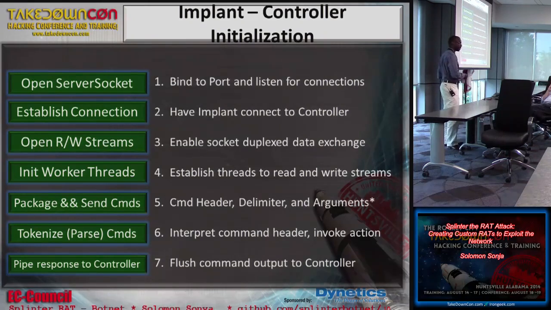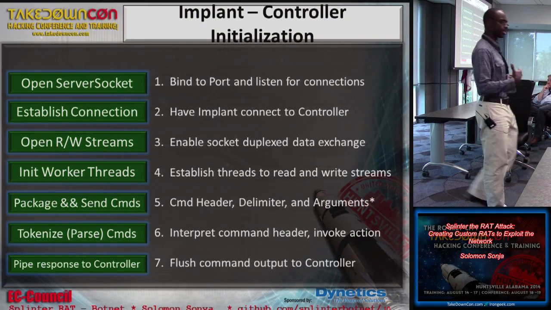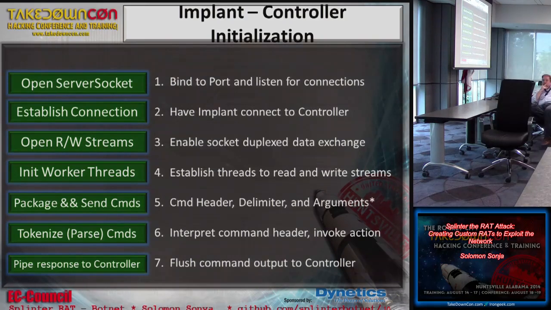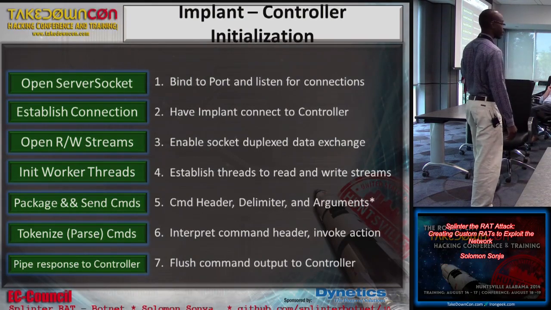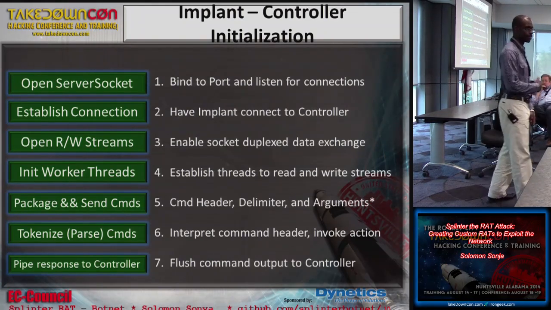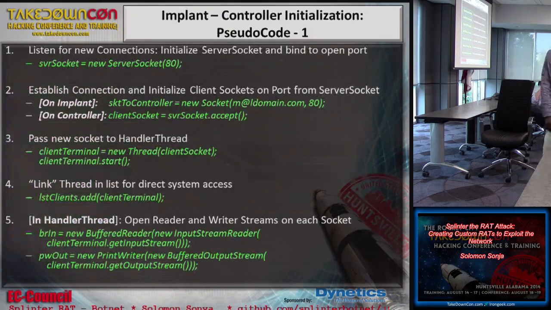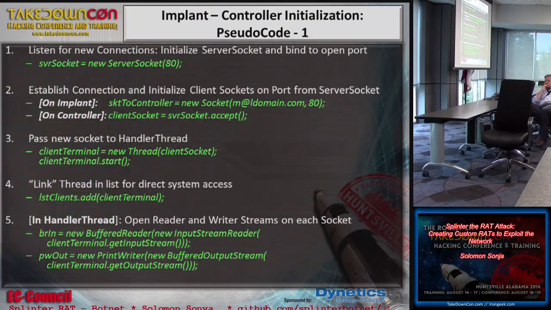That's from the implant that connects over to the controller. As soon as I instantiate a new socket over to the controller, now I'm able to open streams, reader and writer streams, so I can send commands, interact, I can read information from that buffer, execute, and then send it back. Finally, initialize various worker threads to handle additional tasks for me. Package and send commands, parse the commands that are received, and then I flush everything back from the agent back over to the controller. Here's some pseudo code in case you would like to review the slides.